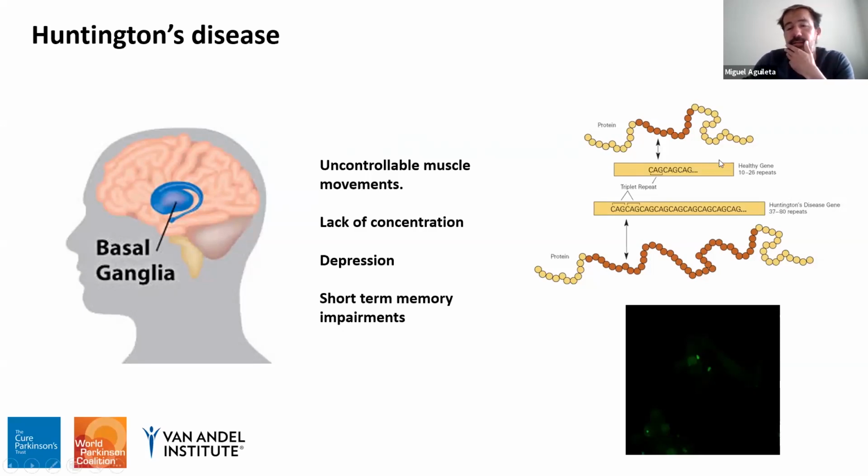So if you have 10 to 26 glutamines, it is considered a wild-type gene. If you have 27 to 35 glutamines in your Huntingtin gene, it's considered a risk factor, meaning you're not going to get Huntington's, but your children may. If you have more than 37 glutamine repeats in the amino terminus, you're going to get Huntington's. Another characteristic feature of Huntington's is that mutant Huntingtin creates these inclusions. They are cytosolic and mostly perinuclear.